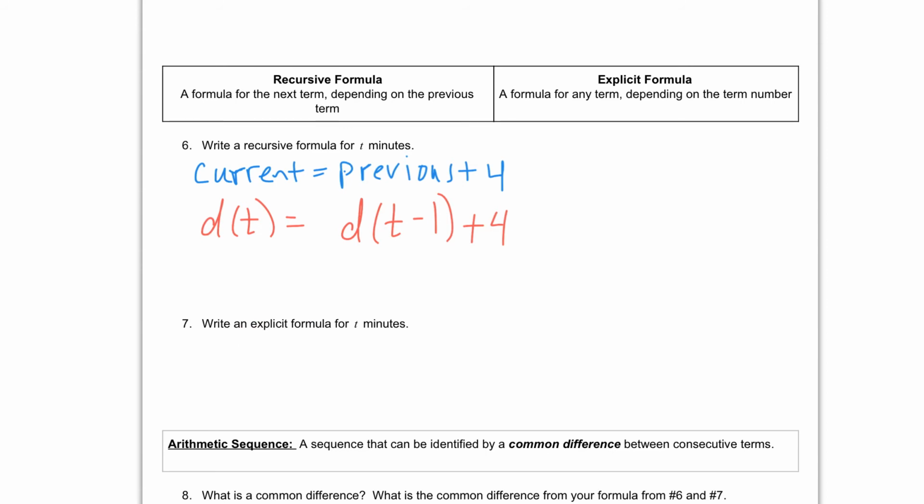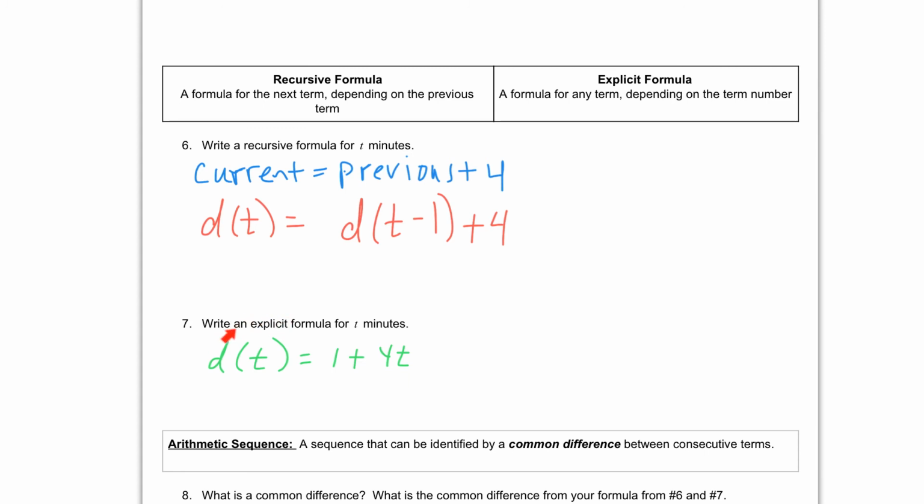So using it in function notation, we'll use our d of t again. And we could say d of t equals that same formula we used back in number 5, which is 1 plus 4 times t. And so in this formula, this is called explicit. We can take any t value, which again is our number of minutes, and plug it in here, and we would get the total number of dots that went with that minute.